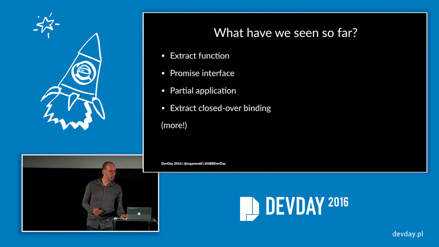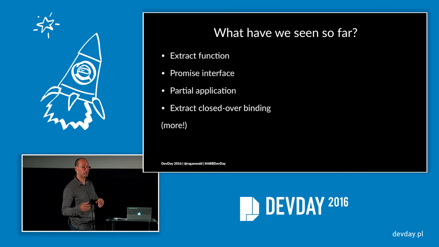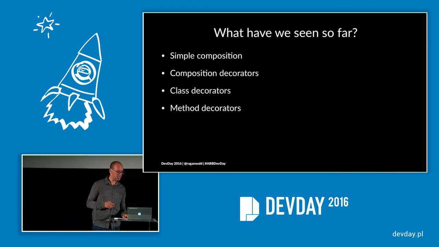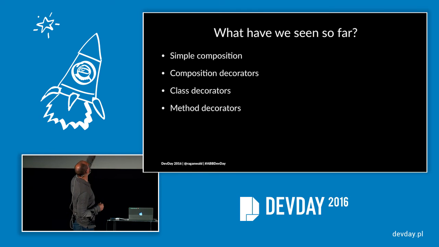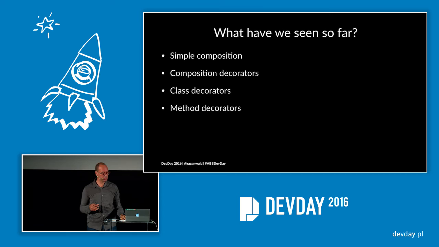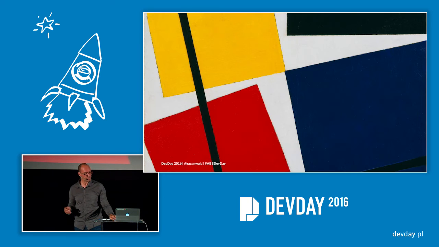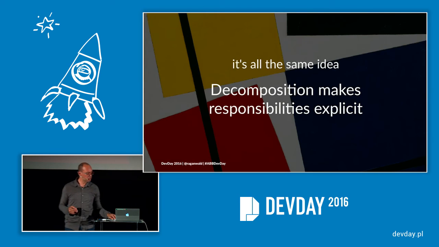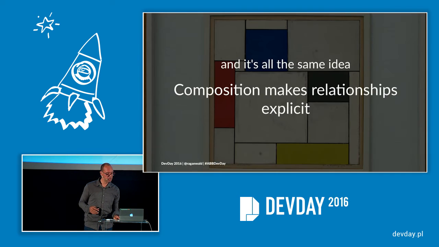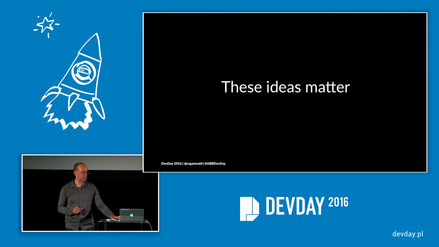We did that with extracting functions. We did that with promises. We did that with partial interfaces. We extract closed-over bindings. That's a complicated name for what we did with things like getWith. We saw composition with decorators. We saw functional decorators. It's the second one there. Class decorators, method decorators. But they're all the same ideas. Their particular individual names are not as important as the idea. And the idea: make the responsibilities explicit, and compose to make the relationships explicit.